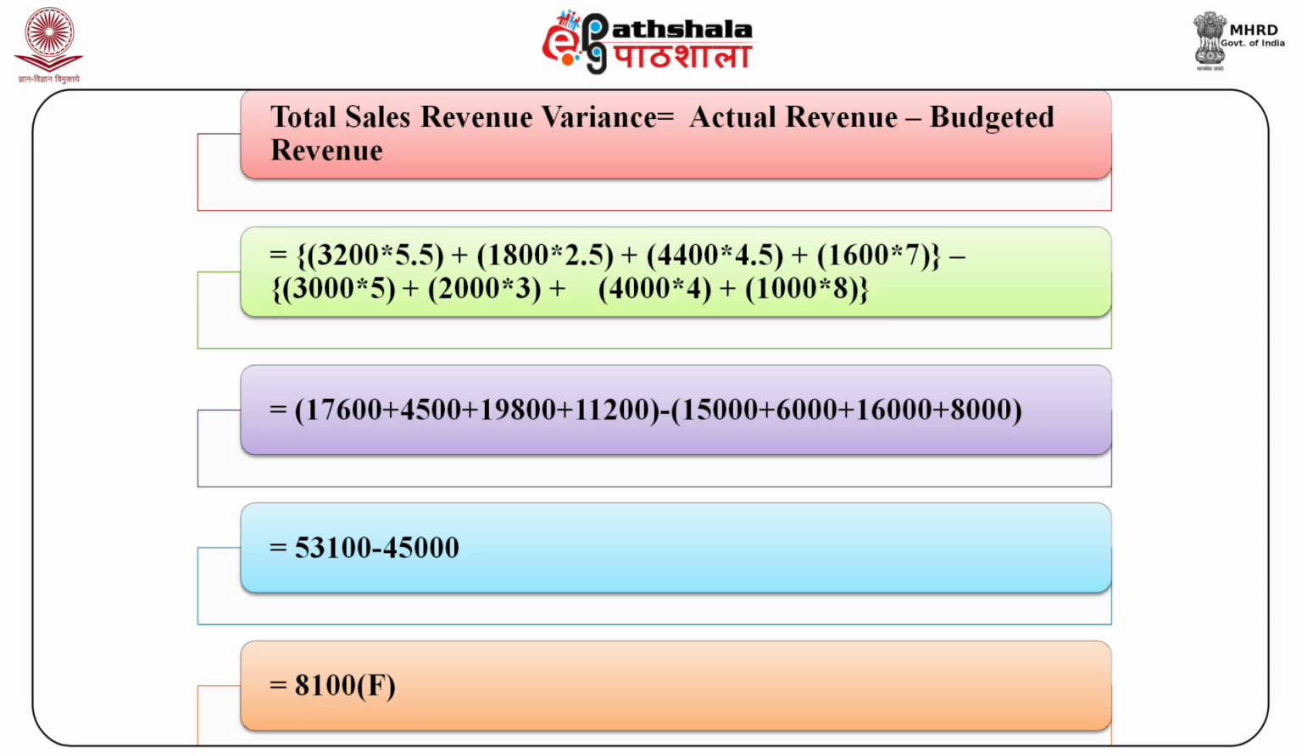Then we have total sales revenue variance. This equals actual revenue minus budgeted revenue. This is equal to 3200 multiplied by 5.5 plus 1800 multiplied by 2.5 plus 4400 multiplied by 4.5 plus 1600 multiplied by 7. This gives us 8100.